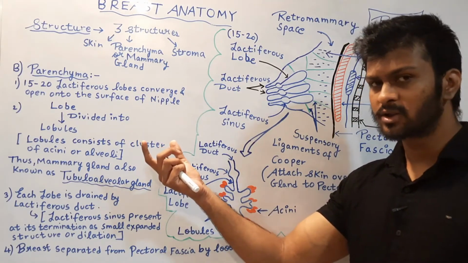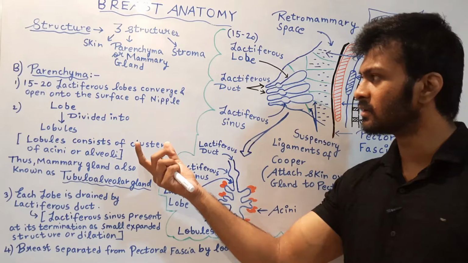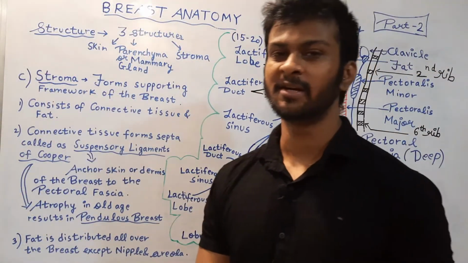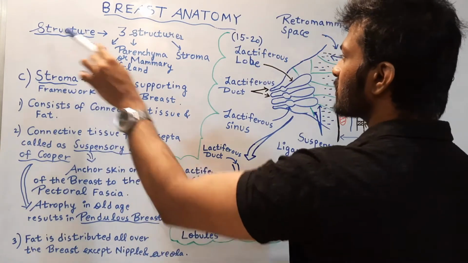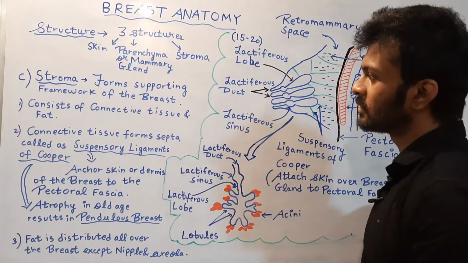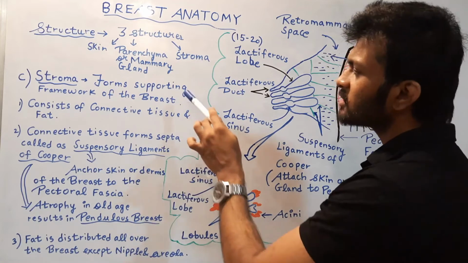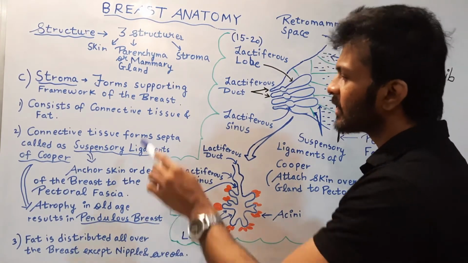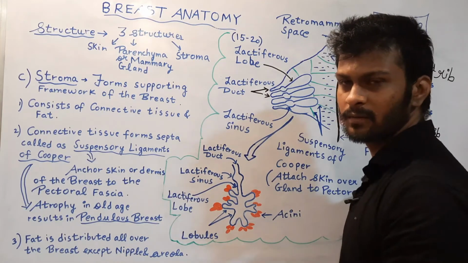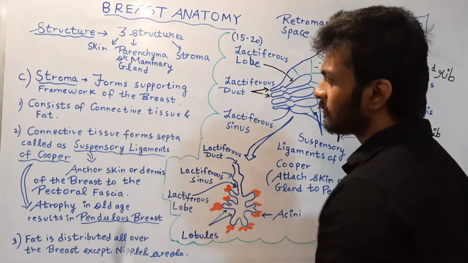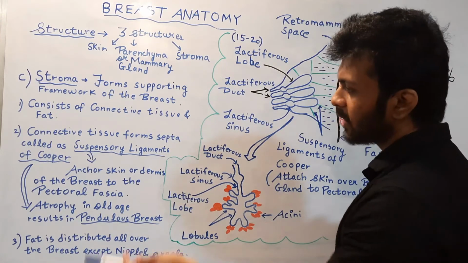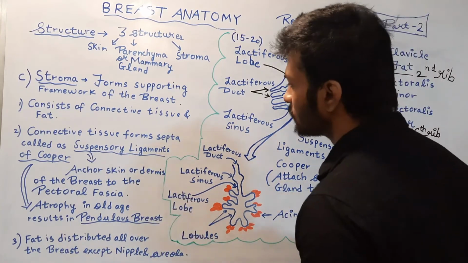Now we will study the last structure, that is stroma. Now we will study stroma in detail. So this is the third structure of the breast. The stroma will form the supporting framework of the breast. It will consist of connective tissue and fat.